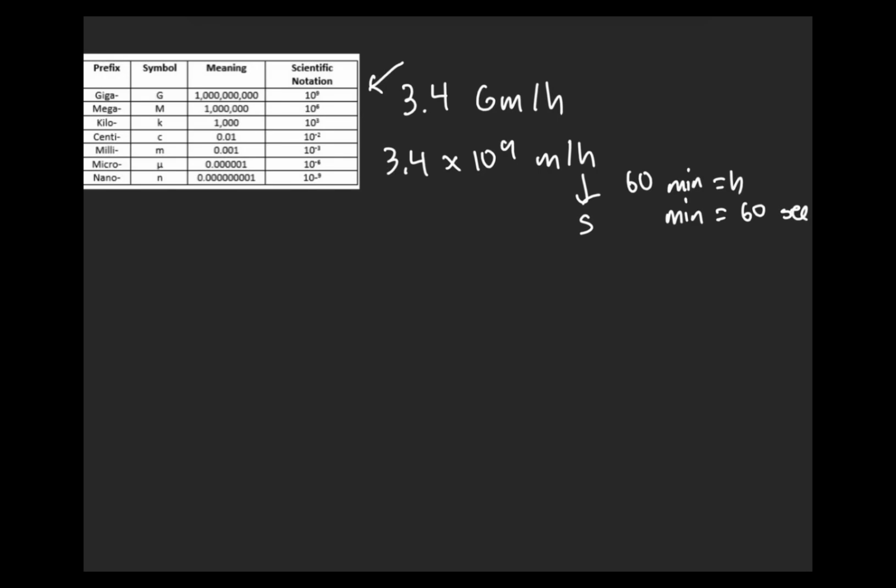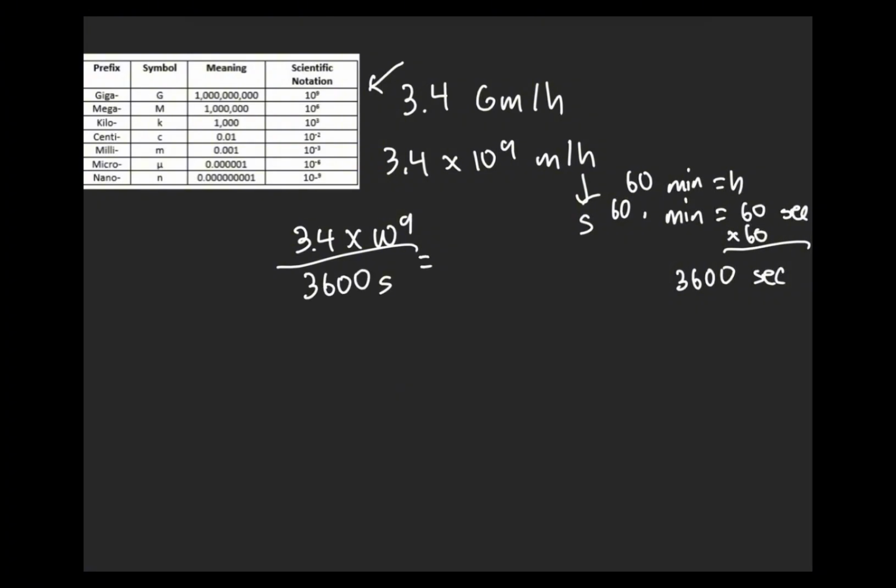So what we would do here is multiply both sides by 60, and we would get 3,600 seconds, right? So we would do 3.4 times 10 to the power of 9 over 3,600 seconds, which equals 9.44 times 10 to the power of 5 meters per second.